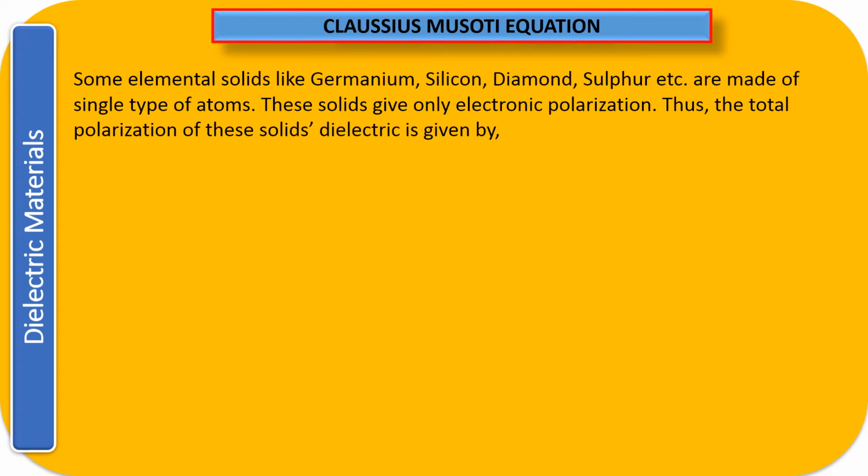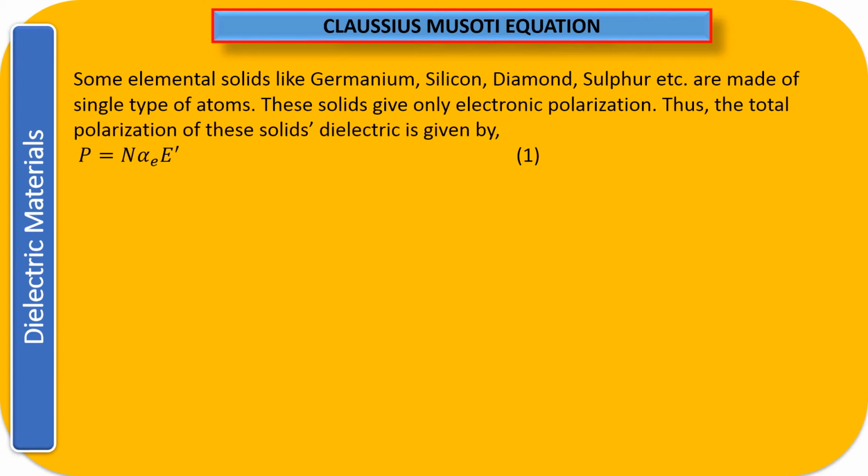These solids give only electronic polarization. Thus, the total polarization of these solids can be given as P is equal to N alpha E dash, where E dash is your total electric field. Total electric field includes the field that we have given from the outside and the field that has been internally generated because of the polarization, right?